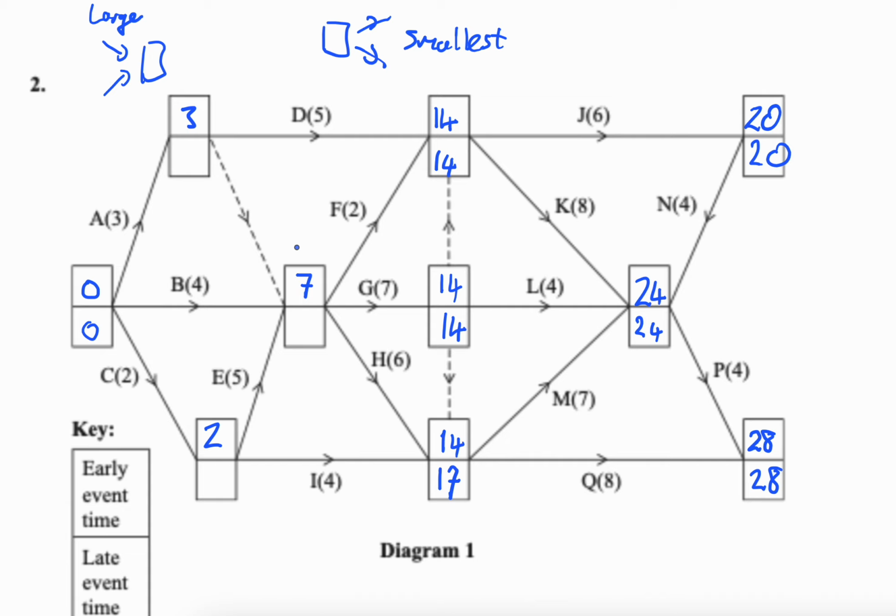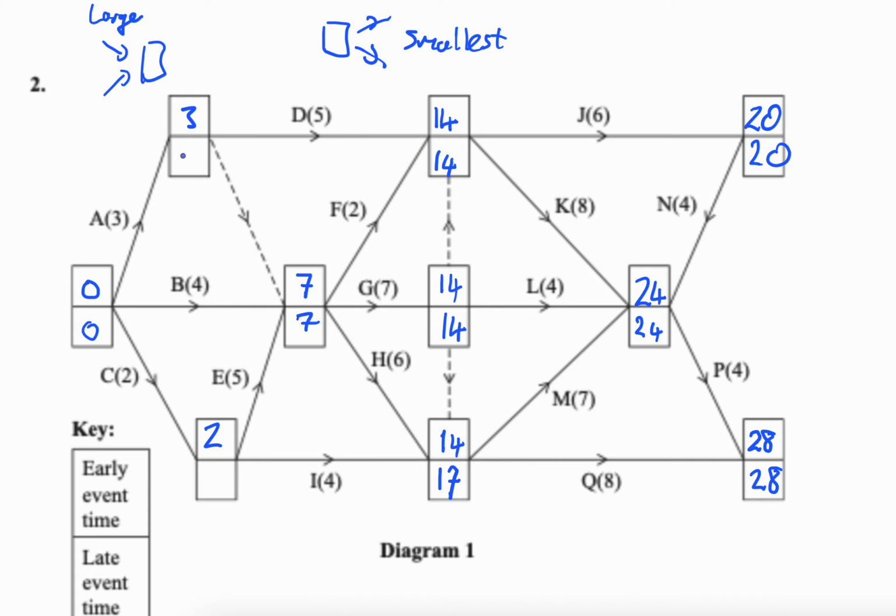Okay, so where do you want to go next? Can we do this one? No, we need the middle. We've only got this way backwards. So here, what are our options? 17 minus 6 and 14 minus 7, and 14 minus 2 as well. 14 minus 2 is 12. 14 minus 7 is 7. 17 minus 6 is 11. So 7 is the smallest.